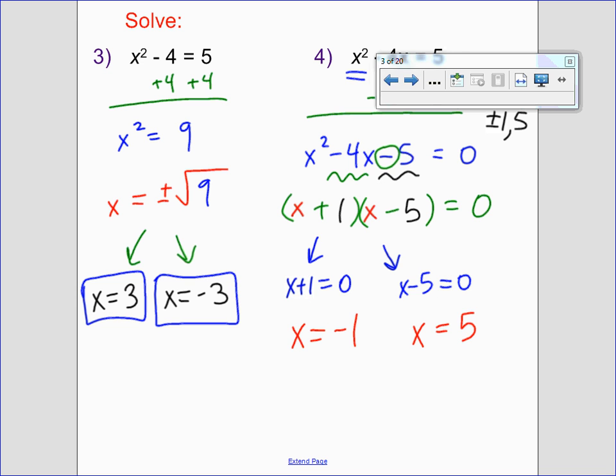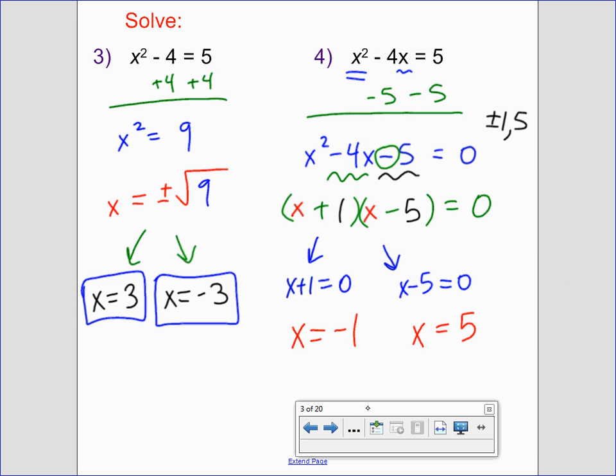And I'll go ahead and check my answers in the original. So I'll plug in negative 1 everywhere I see an x and see if it makes a true statement, just to verify that I have in fact found a correct solution value. Here we go. Negative 1 in for x. Negative 1 quantity squared is positive 1. Minus 4 times the negative 1 is plus 4. Does positive 1 plus 4 equal 5? Yes, it does. So that's a solution.